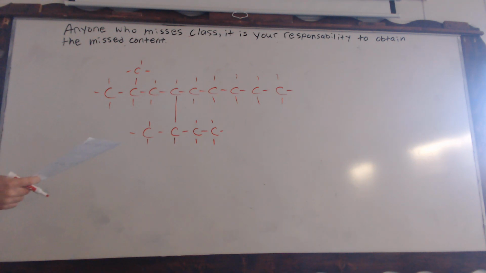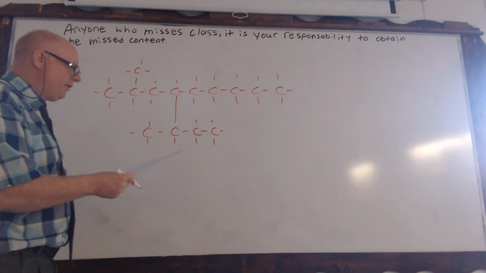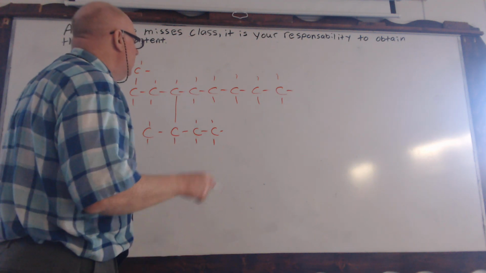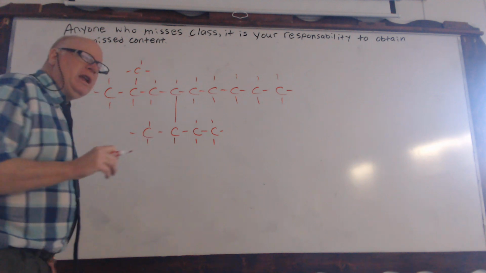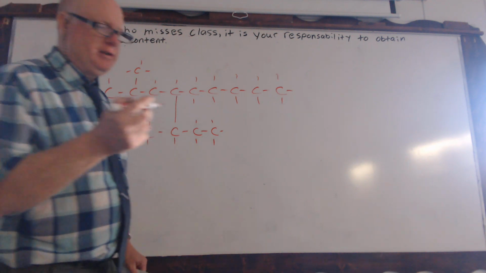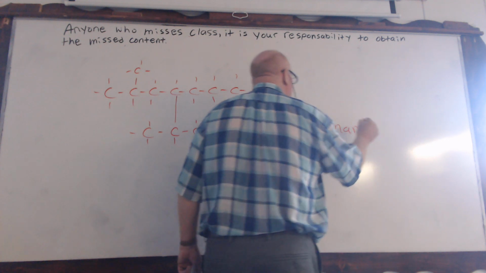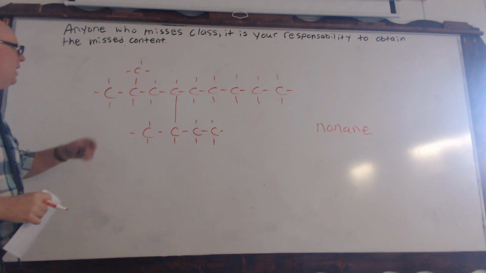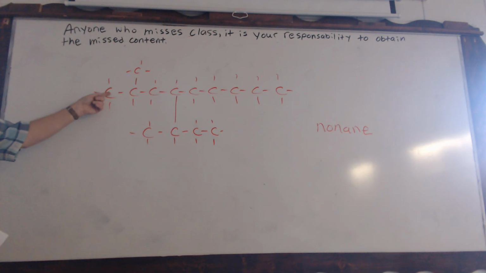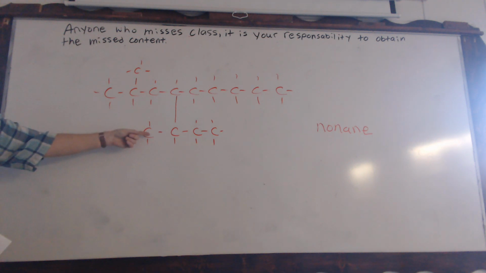So if we named it 4-secondary butyl 2-methylnonane, that's right. But could we name that something else? And the answer is yes. We could still name it a nonane compound, but we just would not start here. Start down here at the bottom, but on the other side.